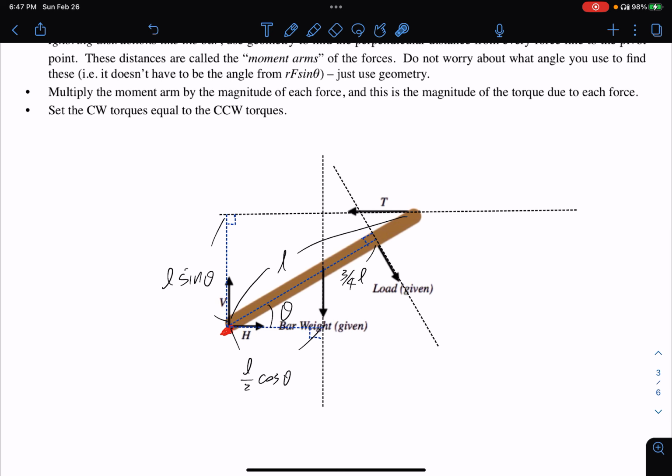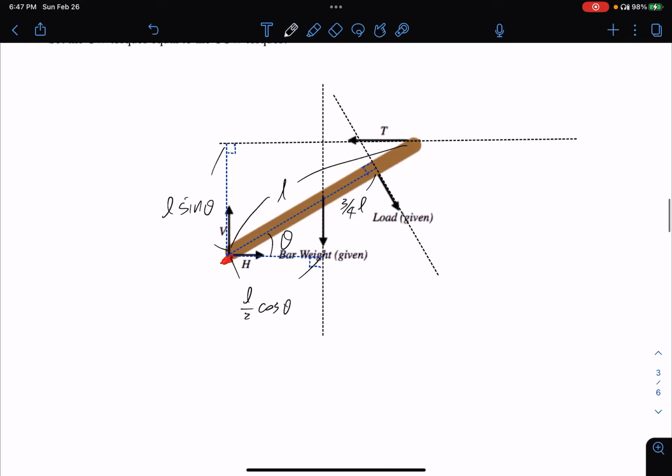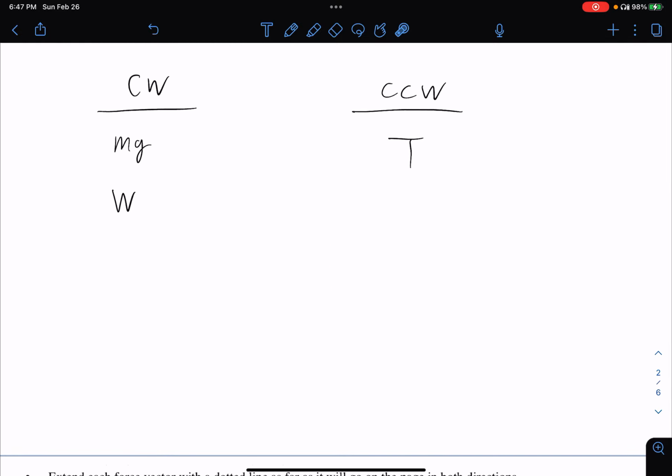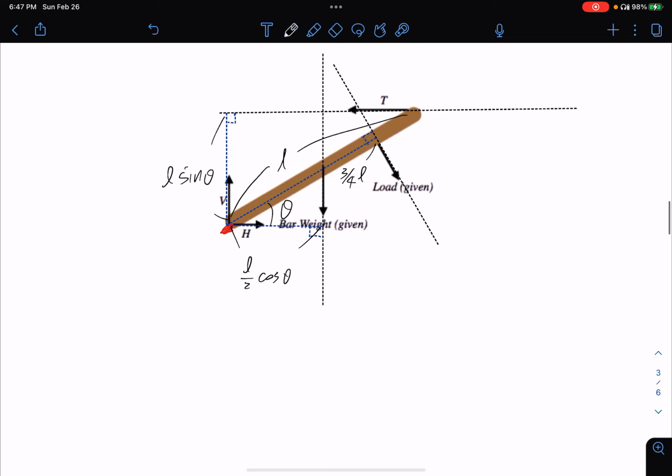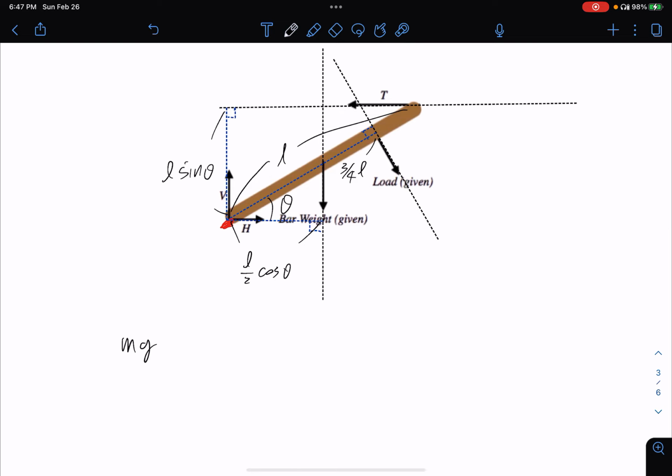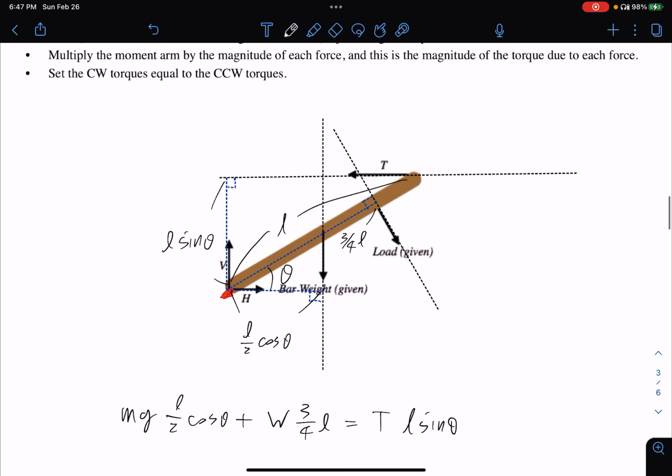So now we can multiply the force with the moment arm and set counterclockwise equal to clockwise. So for clockwise, we have mg and w. Here's mg. It is 1/2 L cosine theta, plus the load is here, which is w times 3/4 L, equals the tension here times L sine theta. So here we have our torque balance equation.